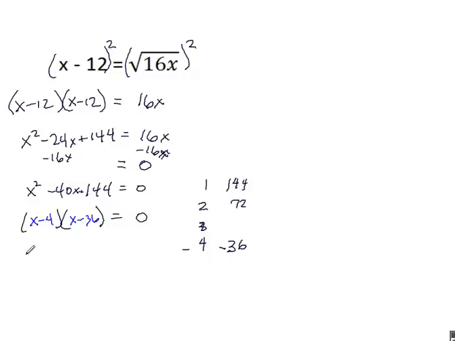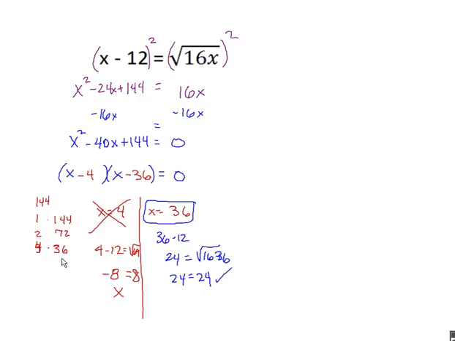Set them each equal to 0. x equals 4, and x equals 36. So I want you to pause for a second, check those answers, see which one is the extraneous one and which one works. All right, go ahead and hit pause. All right, and after you check, you should see that negative 8 does not equal 8, so 4 is not one of our solutions, but x equals 36 is a solution, right?